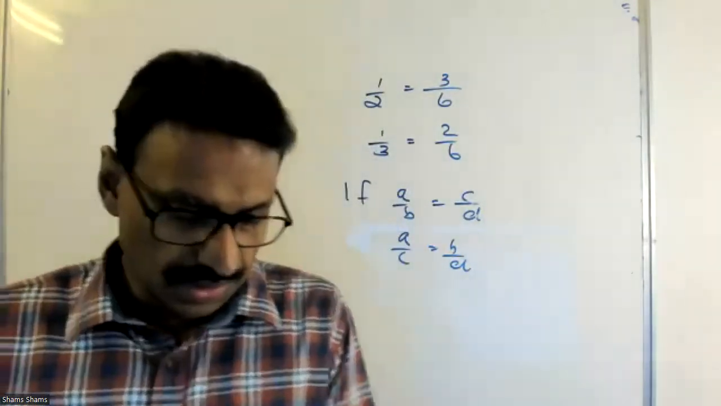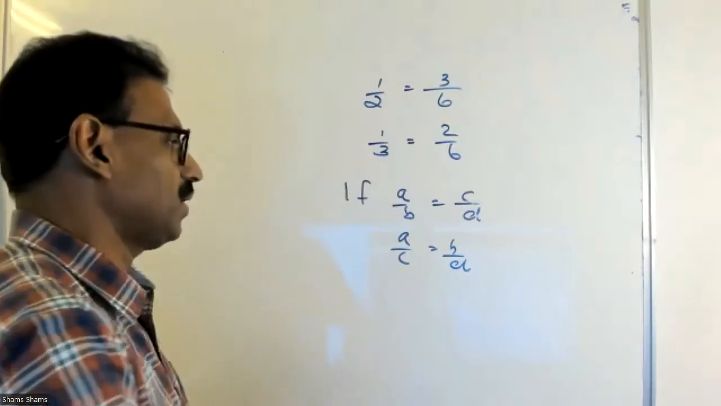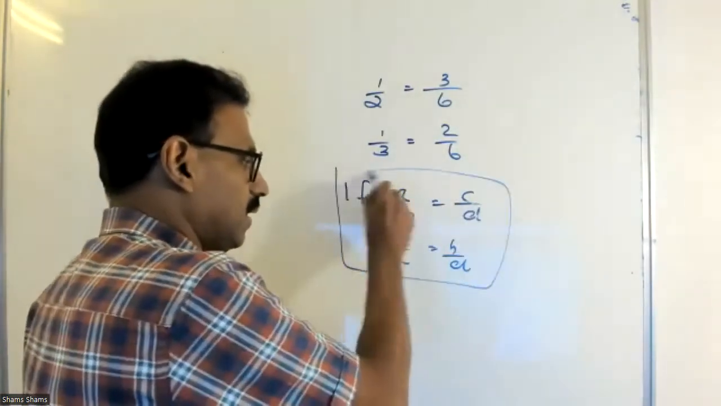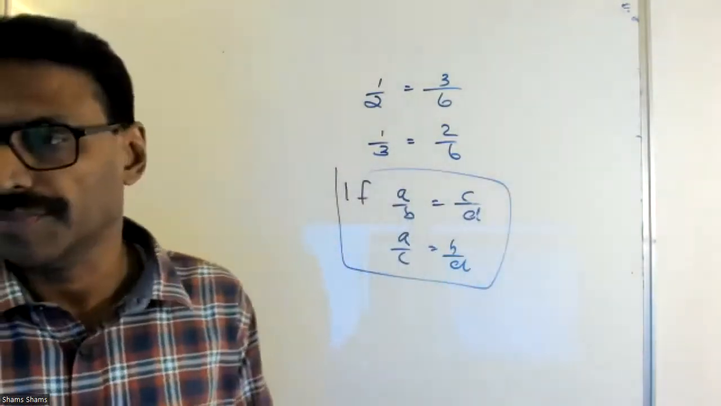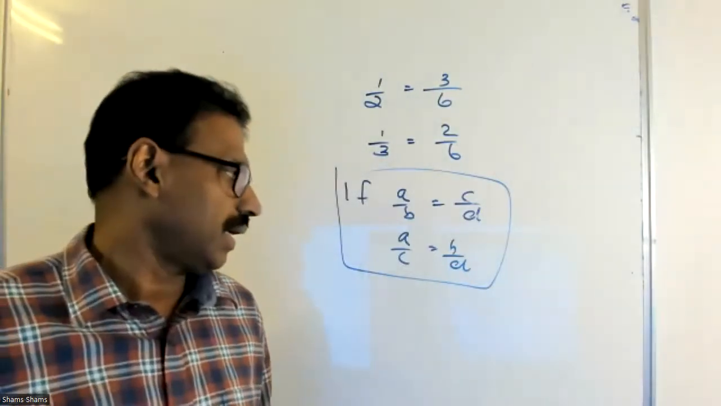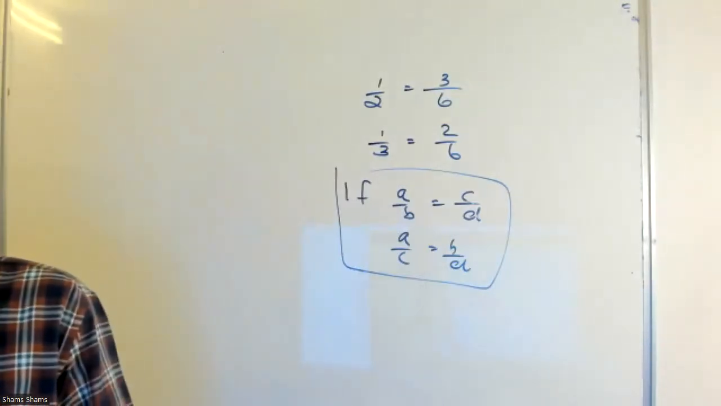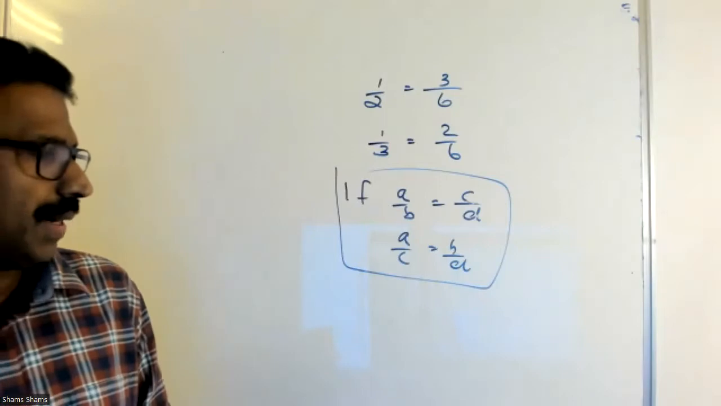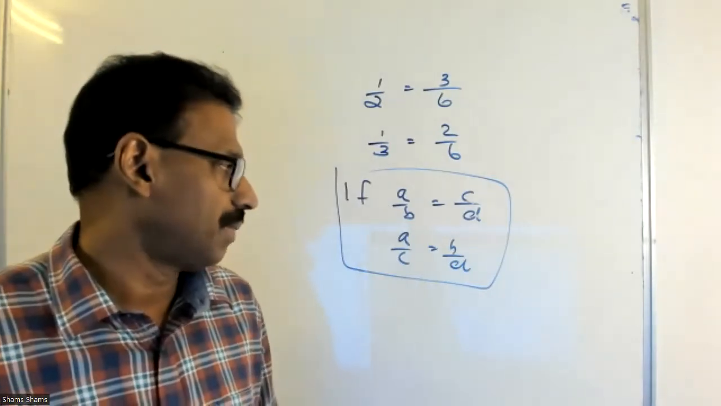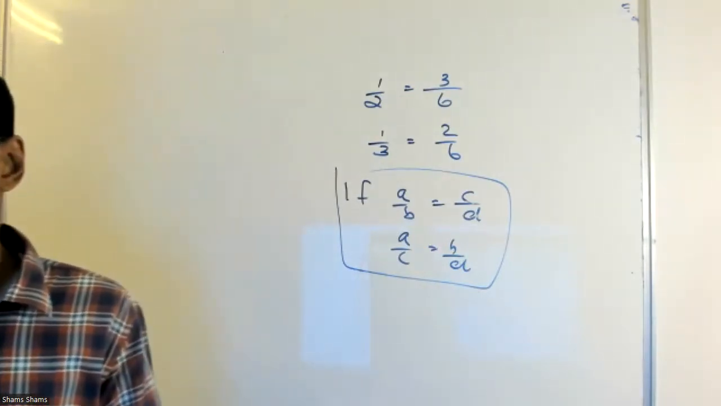Write that one. If A/B equal to C/D, then A/C equal to B/D. We don't want to write the reason. If A/B equal to C/D, then A/C equal to B/D. Okay.